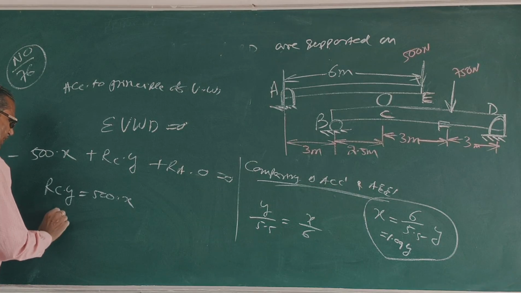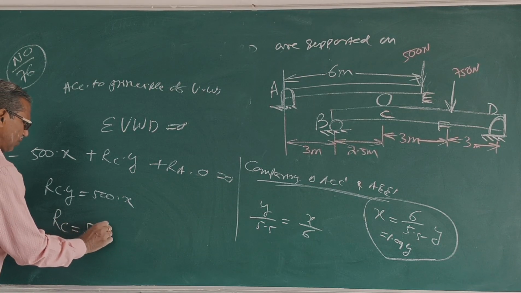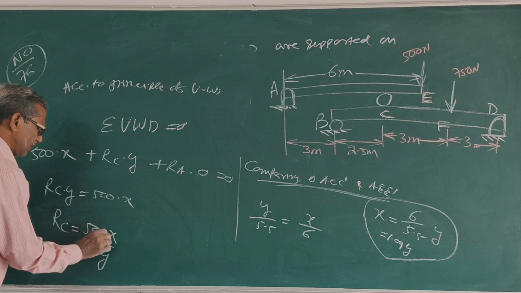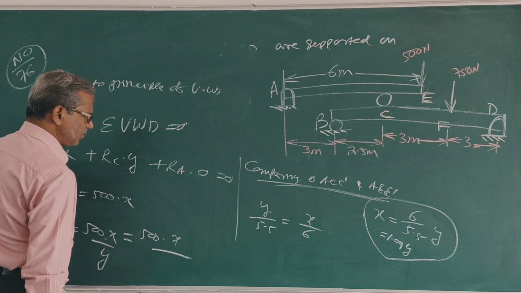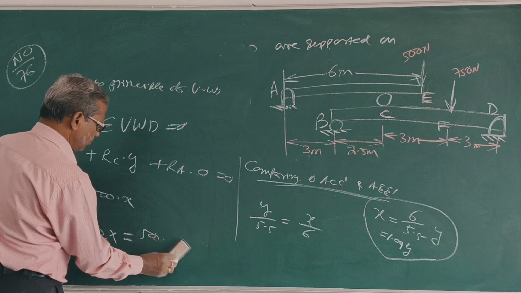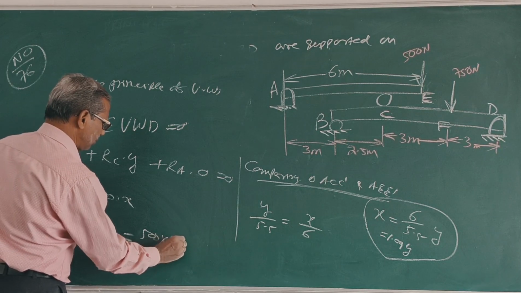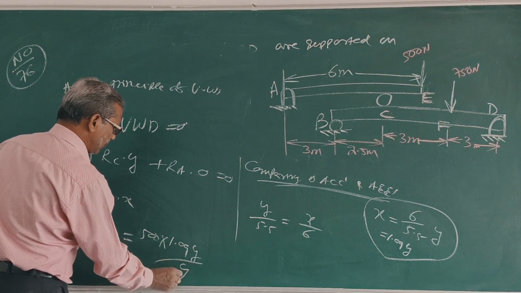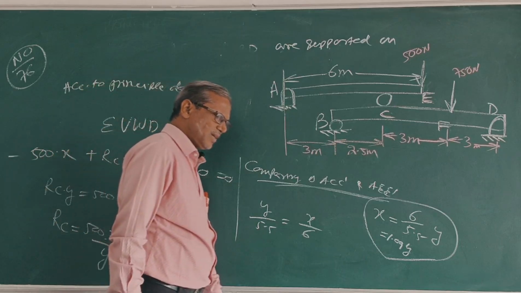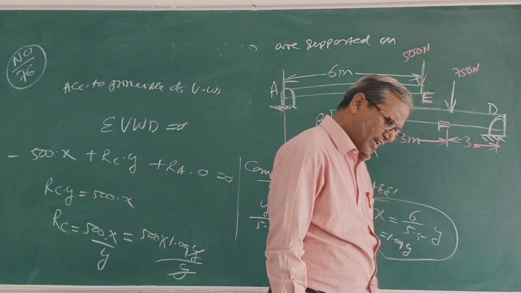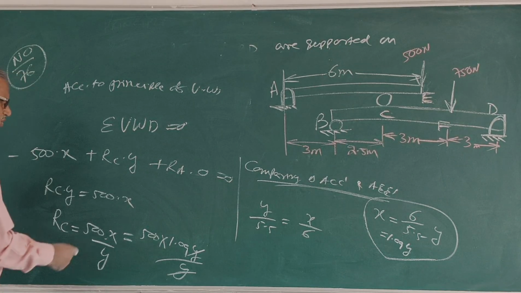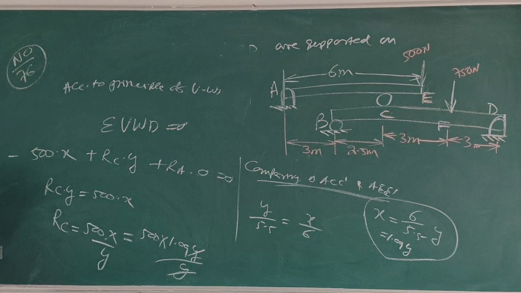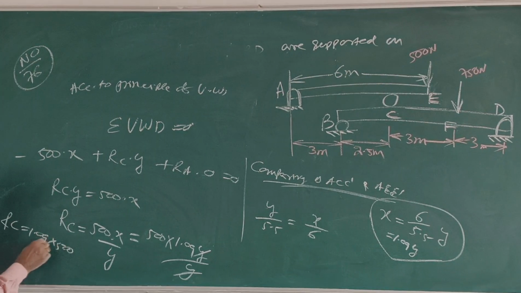RC is equal to 500 into x by y. So 500 into x, which is 1.09 y, by y. Clear? Find the answer RC. RC is equal to 1.09 into 500, that is 545 Newton.